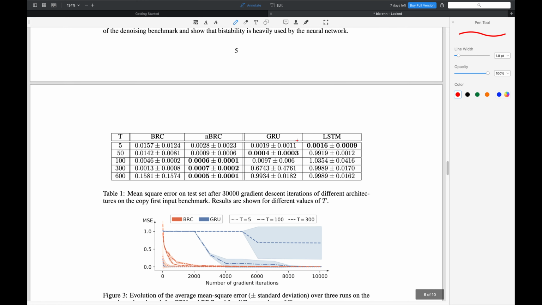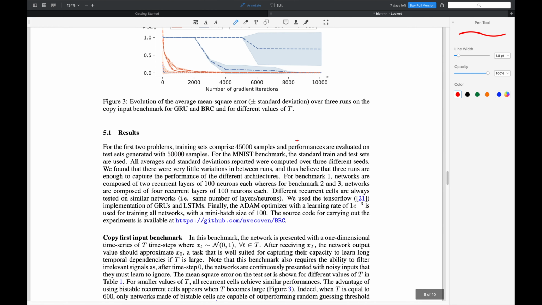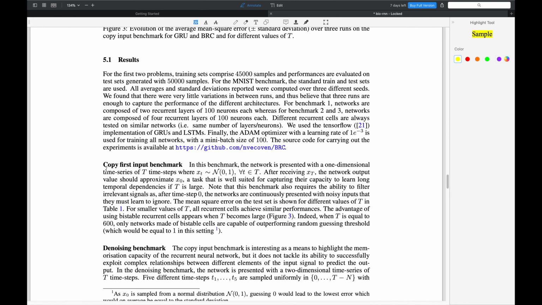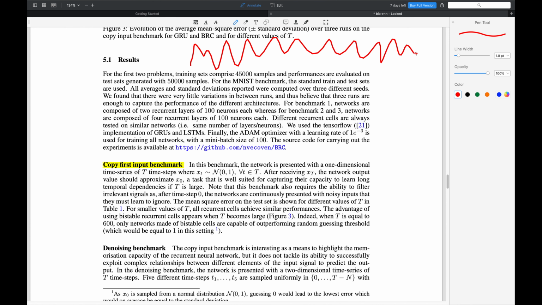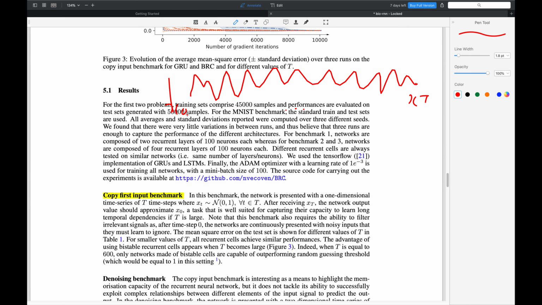Now let's look at how they perform by empirical study. The first benchmark they made is the copy first input benchmark, where the network is presented with a one-dimensional time series of t time steps, where the individual values are sampled from a normal distribution, so have values like this. And after receiving the final value xt, the network will have to produce a value that approximates x0. So basically, throughout these time steps, the network should learn to remember the original input and forget the inputs at the later steps. And this is hard.